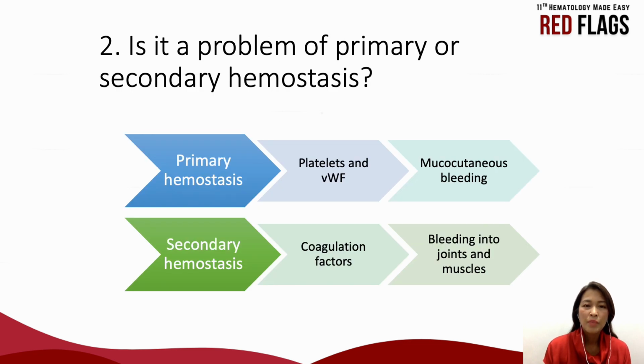Second question, is it a problem of primary or secondary hemostasis? Remember that primary hemostasis involves mainly the platelets and secondary hemostasis involves the coagulation factors. Patients with bleeding due to platelet defects will typically manifest with mucocutaneous bleeding. They will have excessive bruising, gingival bleeding, frequent nosebleeds, or excessive menstrual bleeding. Whereas patients with coagulation factor deficiencies will tend to have bleeding into muscle and joints, or hemarthrosis.